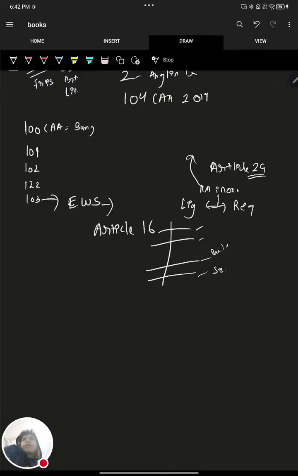The present strength is 543 where the maximum is 550, and here in the Rajya Sabha the maximum is 250, I suppose, and 238 are elected and 12 are nominated.